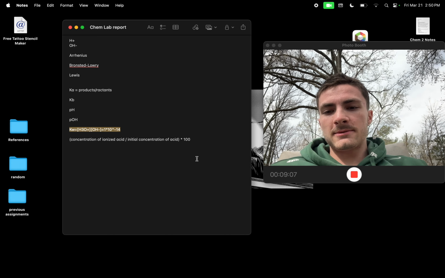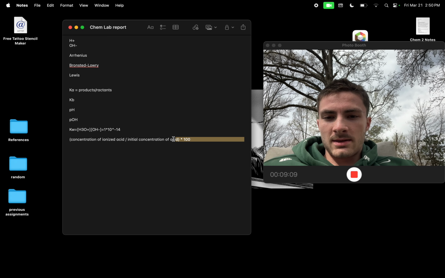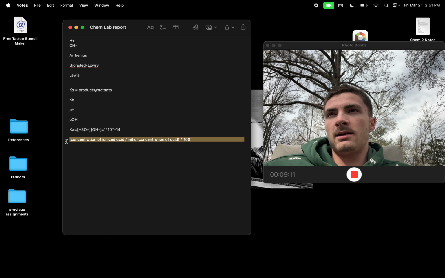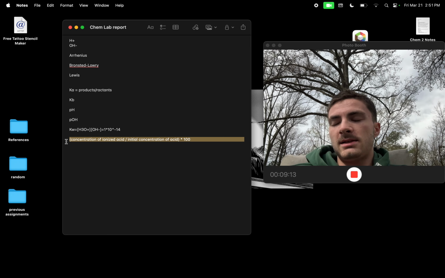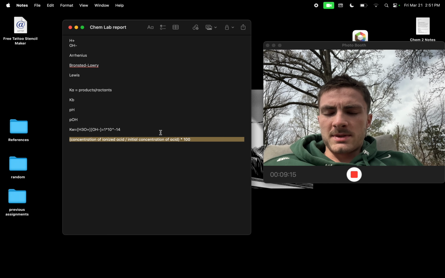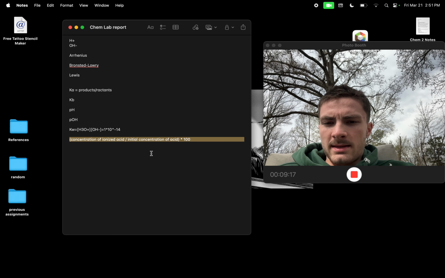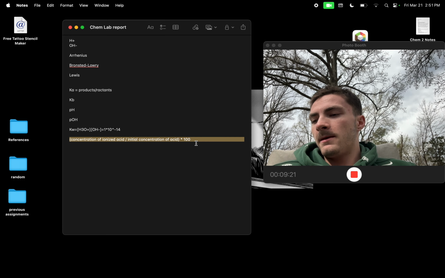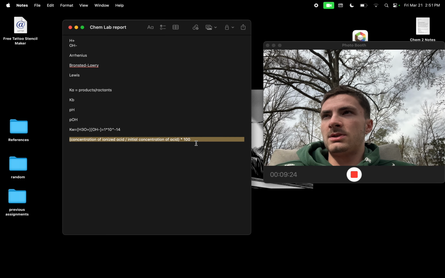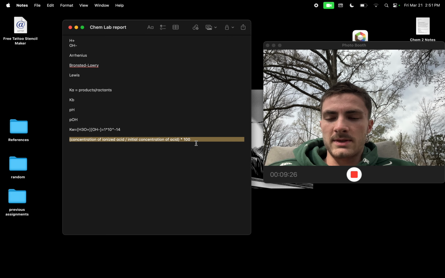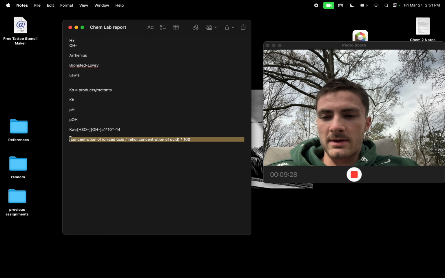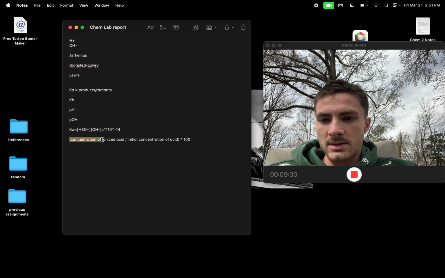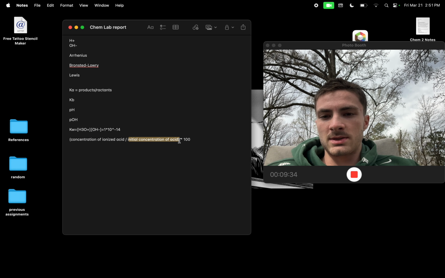And then last but not least, I just wanted to point out another way we quantify acid and base strength, which is percent ionization. The idea is to produce a percentage out of 100 of the extent to which it dissociates. As you can see, the way you calculate it is the concentration of ionized acid over the initial concentration of acid.